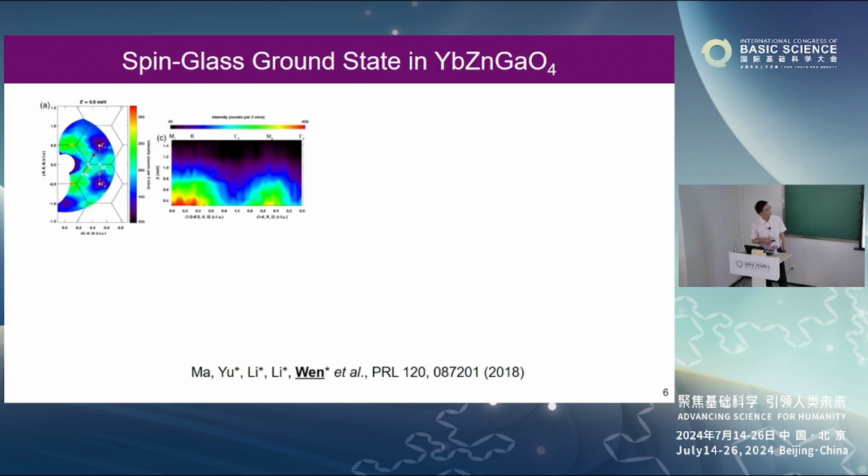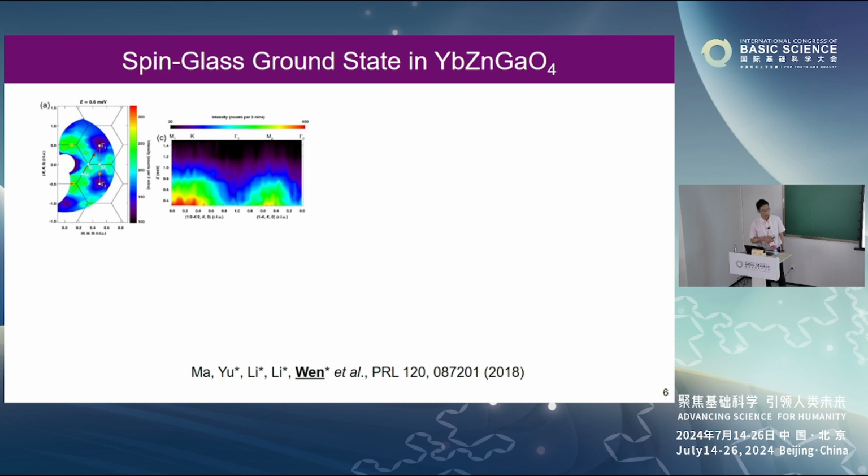We actually found another material which is isostructural to ytterbium magnesium gallium oxide. We use zinc to replace magnesium. Zinc and magnesium are non-magnetic. Here, the magnetic ion is ytterbium. And we found that the property is very similar to that of ytterbium magnesium gallium oxide. And we also found the continuum, which is believed to be the strongest evidence for quantum liquid.